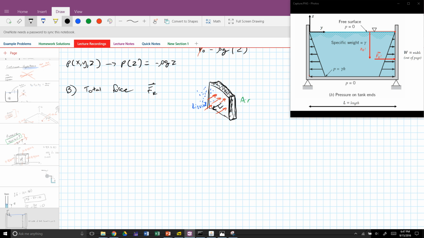So in the wall coordinate system here, our little elemental force acting on this, if this has an area of delta A, then delta F is equal to P times delta A times negative normal.